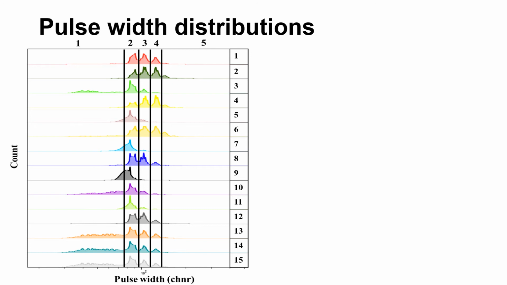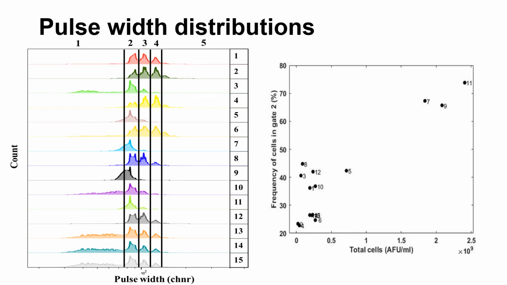To check whether there is a correlation between the cells in a particular gate and growth, a plot of frequency of each gate and total cells was plotted. It was found that gate 2 had really interesting results. It can be said that the cells having good growth had over 60% of total cells in gate 2, when compared to the ones which did not grow, which had less than 45% of their population in gate number 2.